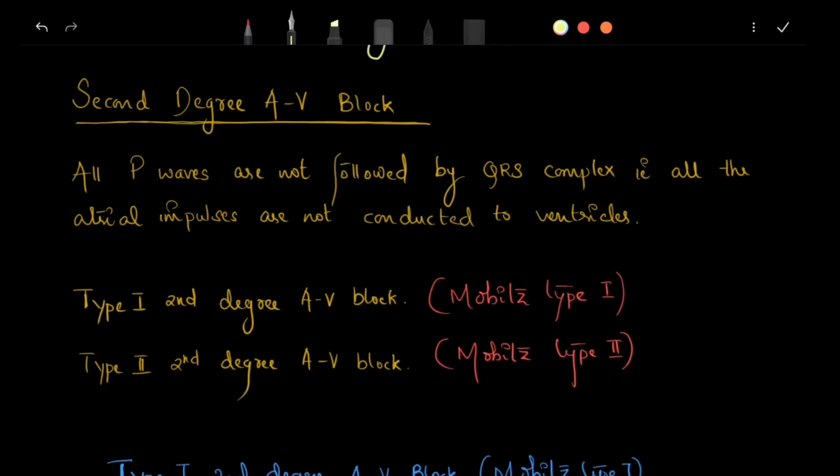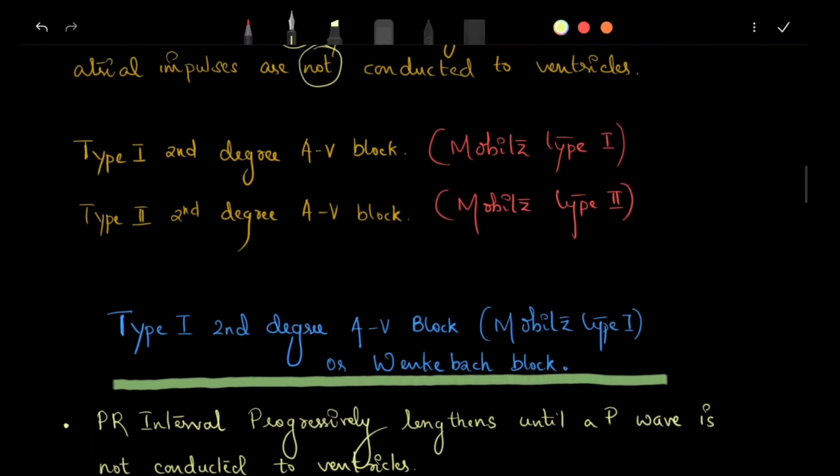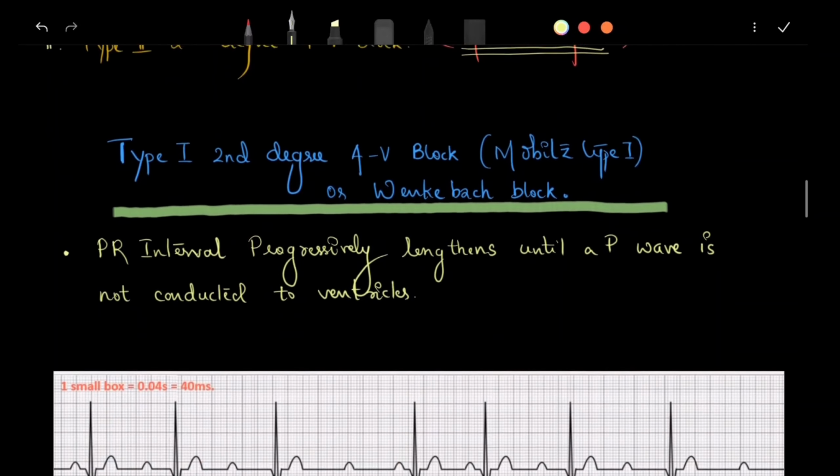Next is the second degree AV block. In second degree AV block, we should understand that all P waves are not followed by a QRS complex. That is, not all atrial impulses are conducted to the ventricle. There are two types. The first one is the type 1 second degree AV block, which is also called Mobitz type 1, and the second one is the type 2 second degree AV block, which is also called Mobitz type 2 block.